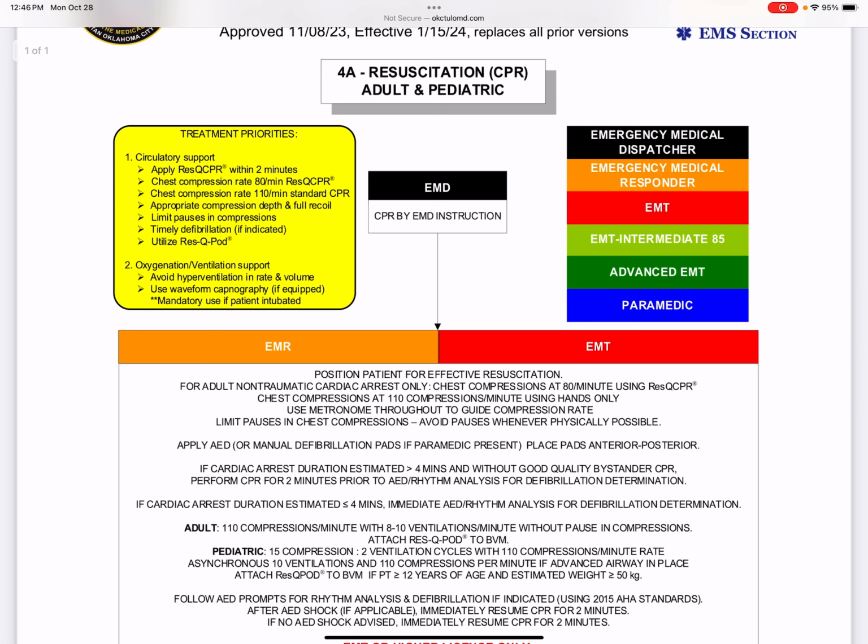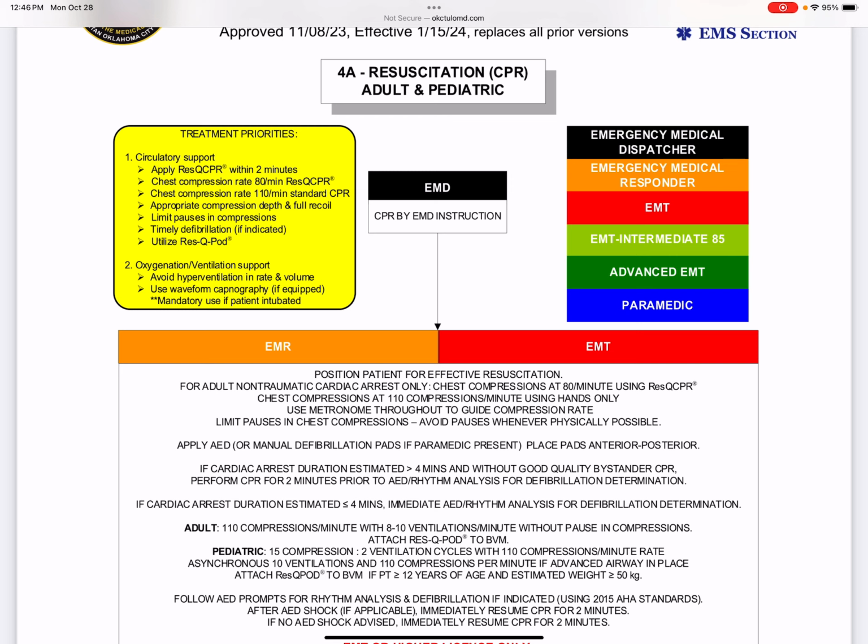So we're going to start up again in this left-hand corner, the circulatory support. It's the treatment priority box that we've talked about several times. Within the OMD system in Oklahoma City, we use the rescue CPR. It consists of the rescue pod and then the rescue pump. If you've never used that before, you'll get to use that once we start doing some training here later on. It does work, contrary to popular belief.